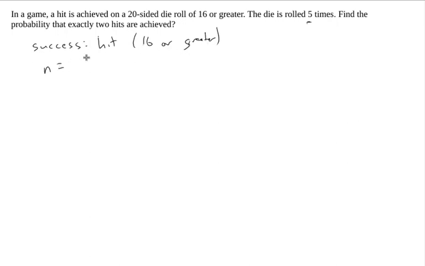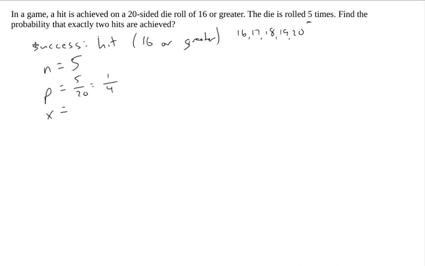So let's see, n, the number of trials, the number of times we're rolling the die, is 5. The probability of a success, be careful with this one because oftentimes people will see this and say, okay, there's 4 different ways this happens. Well, let's actually count this out. 16, 17, 18, 19, or 20. There's actually 5 different outcomes on the die that will result in a hit here. So that means there's a 5 out of 20 probability of a success. I'm going to go ahead and reduce that down to 1 out of 4 just because it's easier to work with. And then x, we're trying to figure out the number of successes.